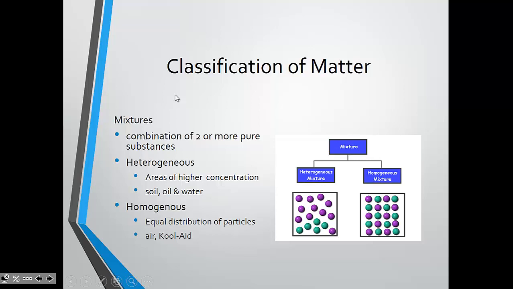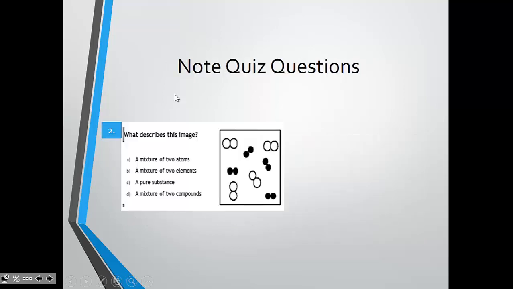A heterogeneous mixture is where there's clear definitions of changes in concentration. So for example, when you have a vinaigrette, oil and water, there's a clear separation between the oil and the water. Or if you dig in the soil around here, the first layer is your O layer, which contains all the organic matter of things that have died, and below that is clay, because we live in an area with terrible soil. You're now able to answer your second note quiz question.